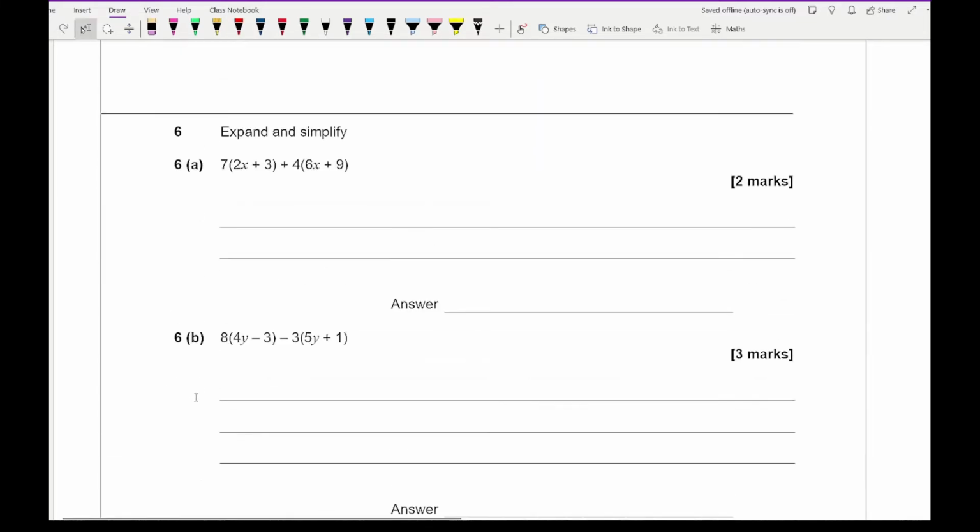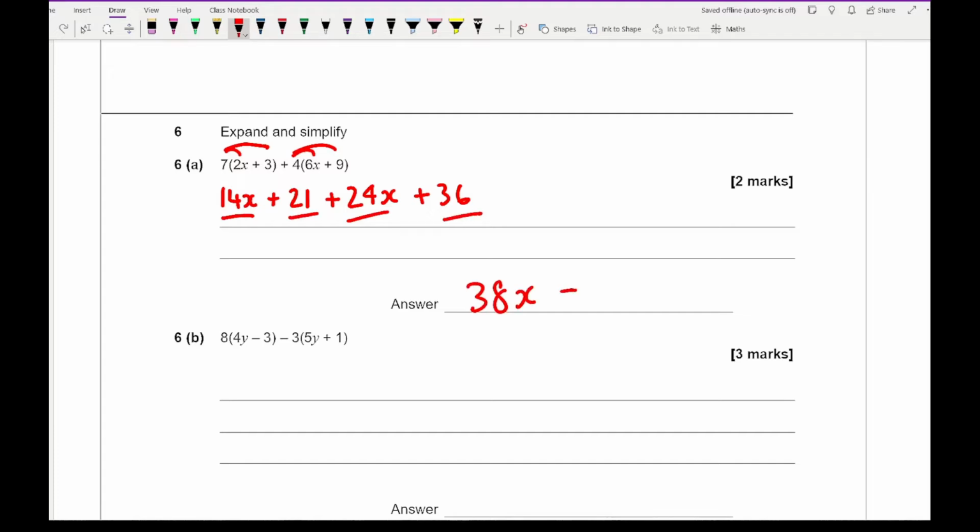Moving on to question 6, it says expand and simplify. So what you want to do here for 2 marks is make sure that you've correctly expanded the brackets. Now always make sure that you're going for the second term inside the bracket as well. It's always a common error that students make. And try not to be too lazy with your brackets. Again, takes a couple of seconds but does prevent you from making a mistake. So then 14x plus 24x is 38x. And then 21 plus 36 is going to give me 57.